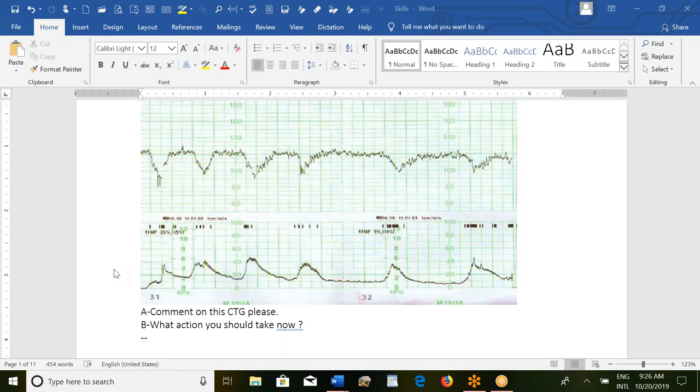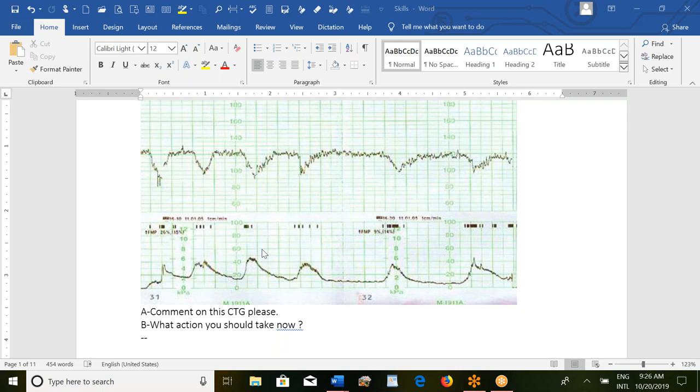We will check the patient's temperature. We will give her IV fluid, maybe she is dehydrated. We will keep her on the side position. And if she's on syntocinon infusion, then we can reduce or stop the syntocinon and watch the CTG. And if it is improved, then that will be fine.